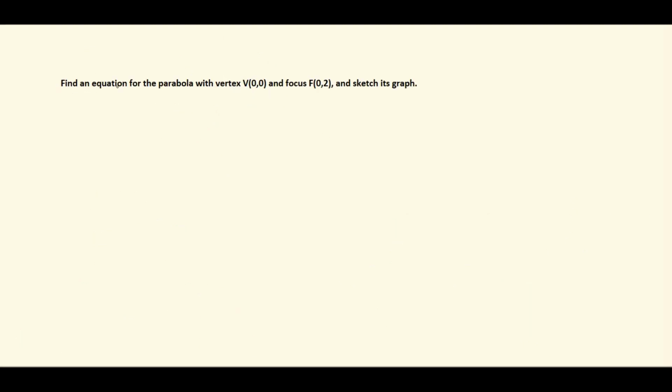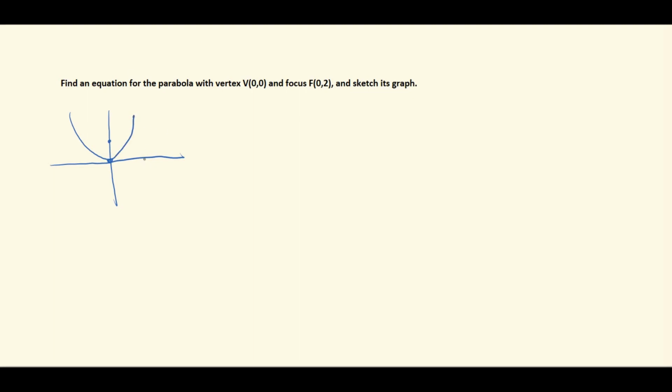We're asked to find an equation for the parabola with the vertex at 0, 0 and focus at 0, 2 and sketch its graph. Okay, so let's make a sketch here. The vertex is at 0, 0. We're not doing shifted conics yet. And it says that the focus is at 0, 2. So 0, 2 is right about here. And just from where the focus is, that tells us that this is a parabola opening upward.